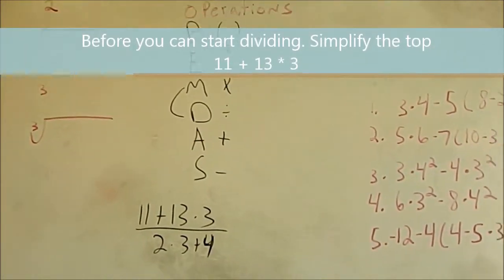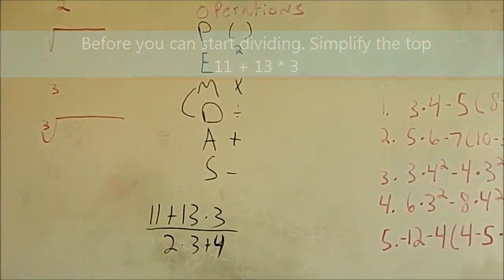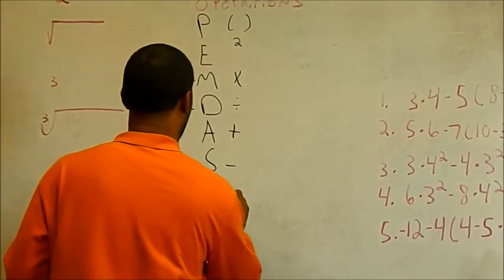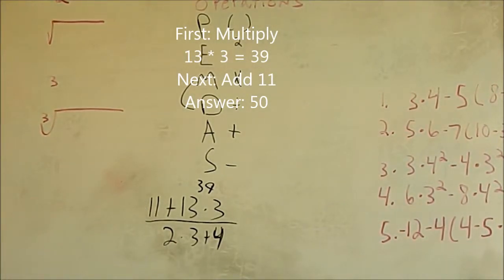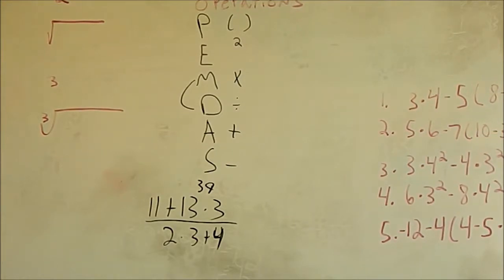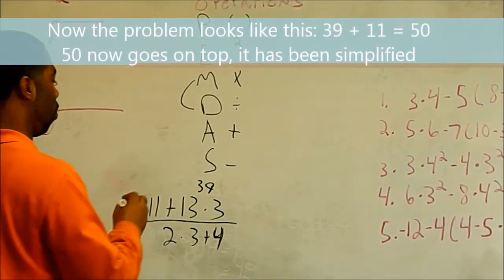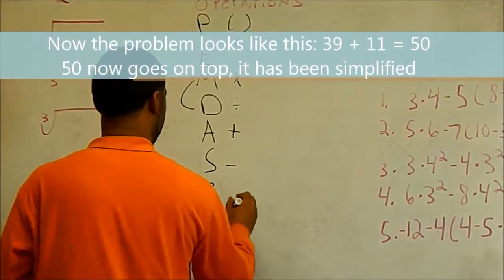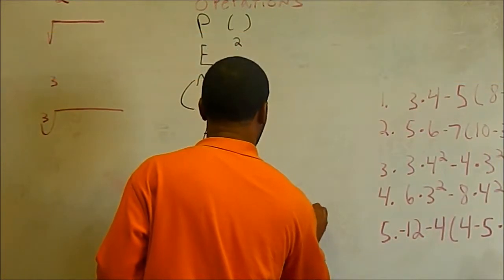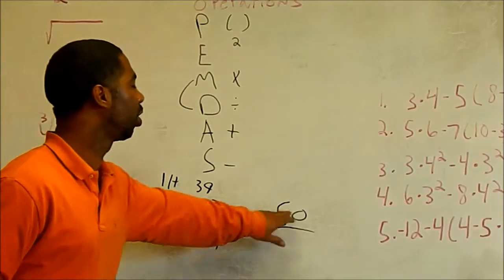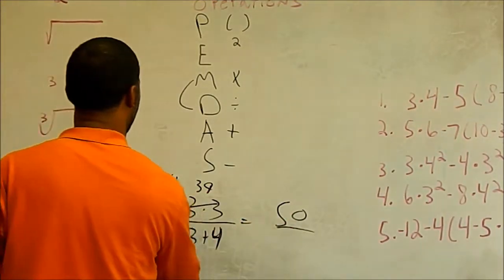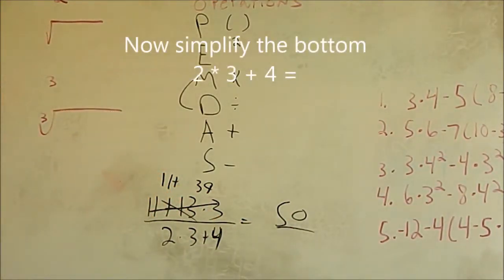Multiply the 3 times 13. And what do I get? 39. Okay. Then you multiply the 2 times 3. Well, I need to go ahead and resolve that top first. Plus 11, and what do I get? 50. Okay. So now I've combined this number. This is no longer 11 plus 13 times 3. This is 50. I'm going to cross him out. I've simplified him.